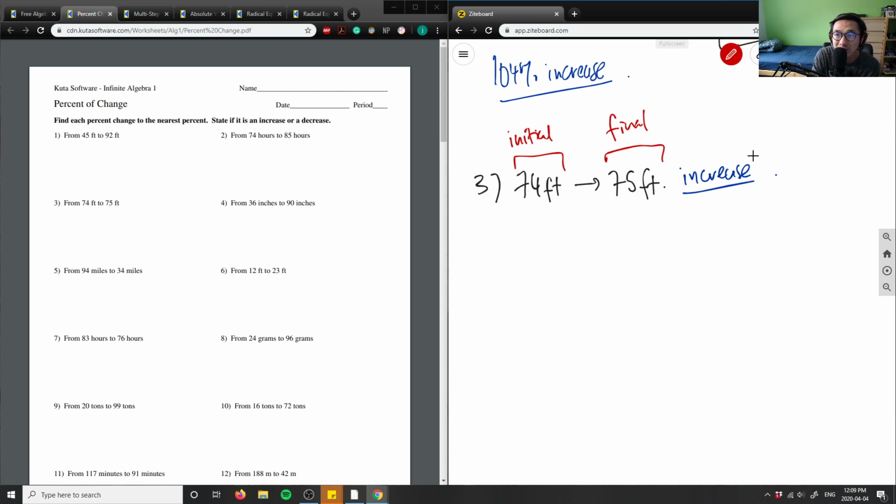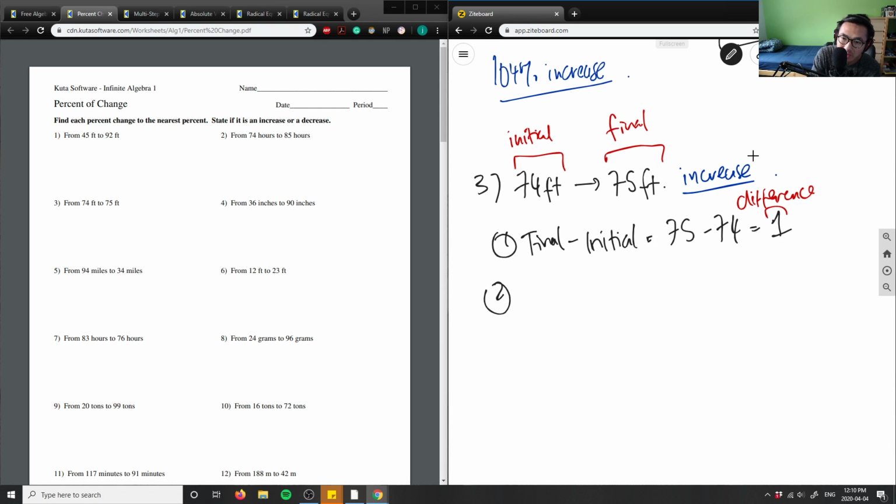I'm going to find the difference between these two numbers. So I'm going to take the final minus initial. So step 1 here is final minus initial, which means 75 minus 74, which equals 1 in this case. And 1 is my difference, right? So I'm going to define this as my difference here. And then step 2 says that I need to divide my difference by the initial, right?